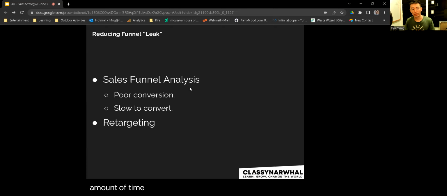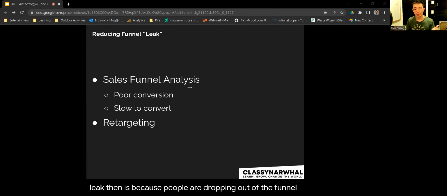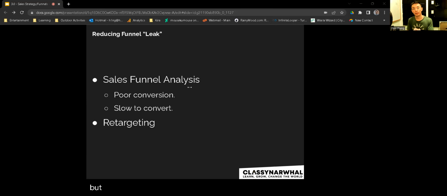What you want to do to try to reduce that leak is, because people are dropping out of the funnel, figure out how you can get people back into the funnel. An example there: let's say a lot of people come to your website, but then they don't visit your product page. If you're able to capture that information through some tool like a CRM tool, and you have their email, then maybe you can serve them ads.